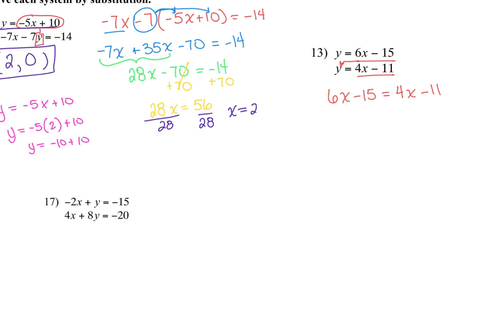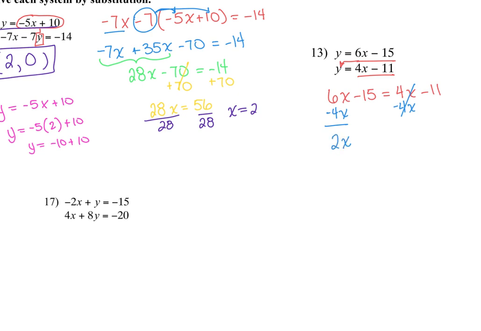And then just solve. Variables on one side of the equation, numbers on the other. So I'm going to move my variables over. Remember, if I'm moving it over, it changes signs. So 6x minus 4x gives me the 2x.